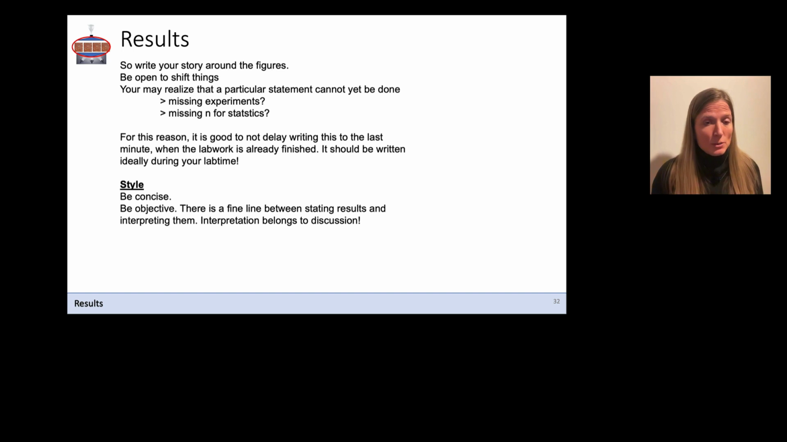Be concise and be objective, and there is a fine line between stating results and interpreting them. Interpretation belongs to the discussion. But this I find not that much of a problem in theses. I think you know that you need to discriminate between what you see and the data. Your description of the data belongs to the results section. The interpretation belongs to the discussion.